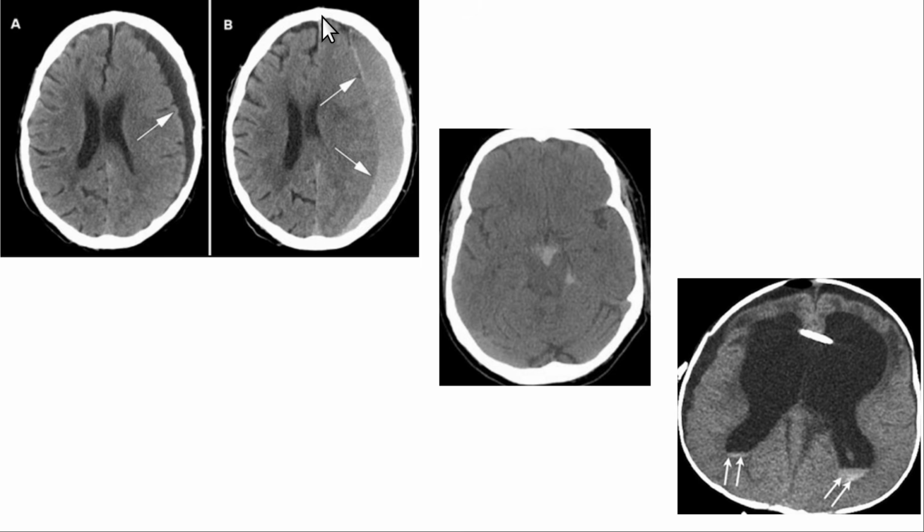I drop a plumb line from the falx in front to the falx in back and see where the septum pellucidum is. Normally it should be right in the midline. This is quite a bit displaced. That looks like it's displaced over a centimeter. So this would be a candidate to be taken to the operating room to drain this subdural hematoma here.